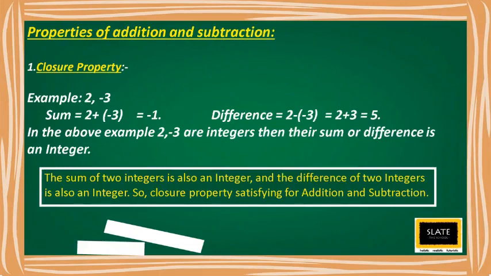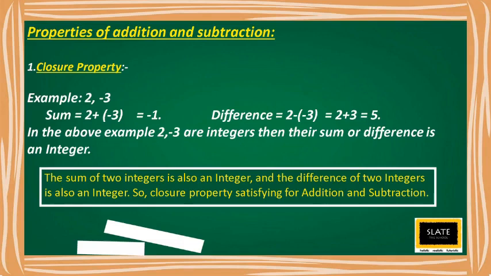We have already learnt about properties of whole numbers. Like whole numbers, integers also follow the closure, commutative and associative properties. Children, what do we get when we add two integers? Let us see. For example, add 2 and minus 3.